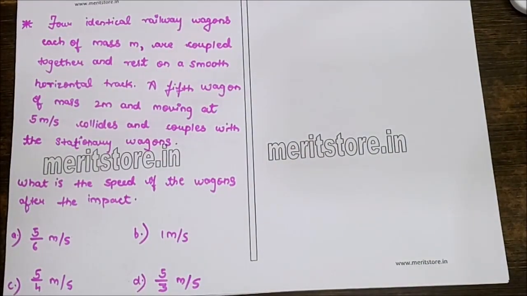Four identical railway wagons, each of mass m, are coupled together and rest on a smooth horizontal track. A fifth wagon of mass 2m and moving at 5 meters per second collides and couples with the stationary wagons. What is the speed of the wagons after the impact? The options are 5 by 6 meters per second, 1 meter per second, 5 by 4 meters per second, and 5 by 3 meters per second.